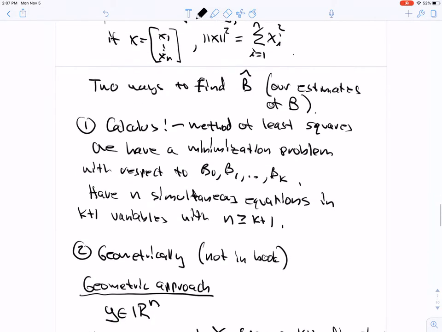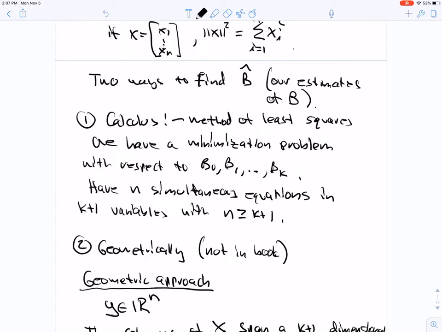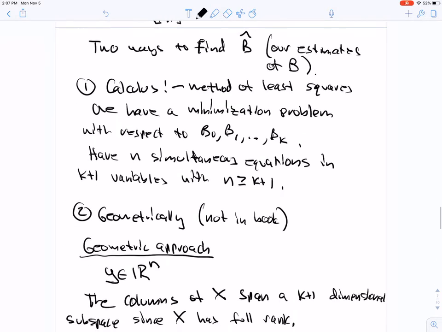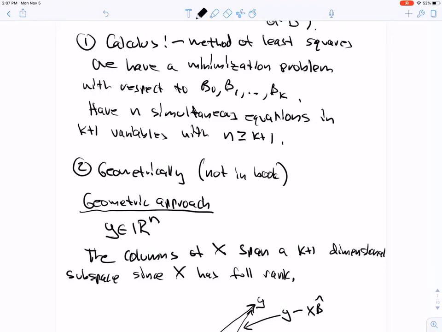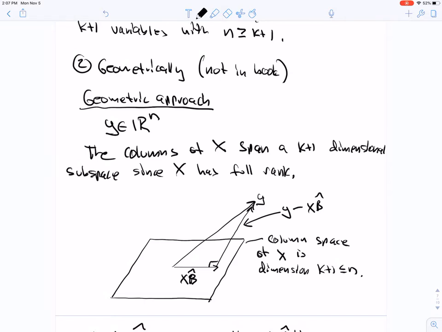So to find beta hat, our estimate of beta, there are two ways you can do it. You can do it with calculus, the method of least squares. You have a minimization problem, so you would be taking the derivative with respect to beta 0 to beta k, setting that equal to 0, and that's going to give you n simultaneous equations in k plus 1 variables, with n greater than or equal to k plus 1, which you can solve. There's also a geometric solution. This is not in the book, but I prefer it because it's so easy.